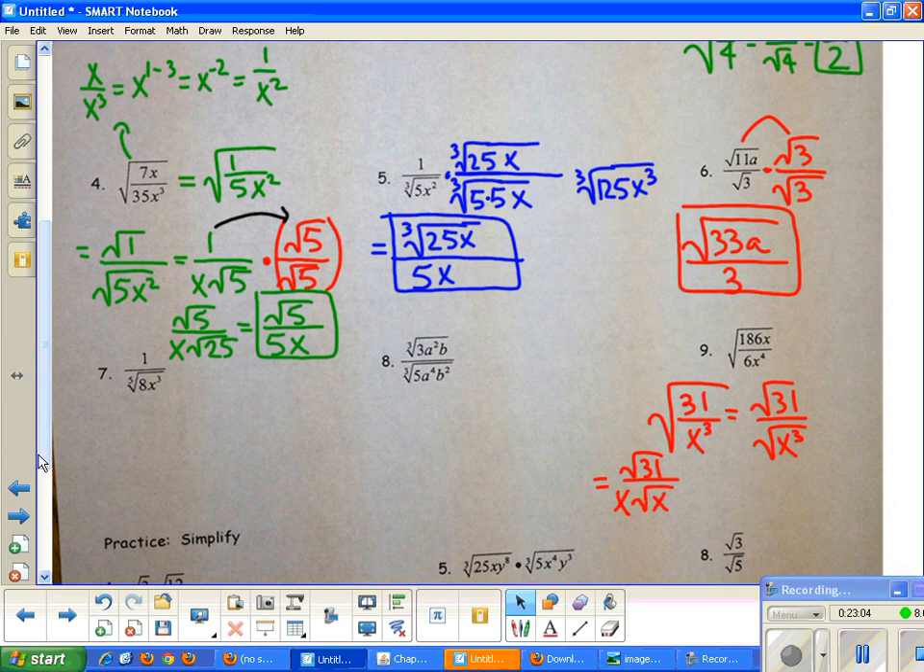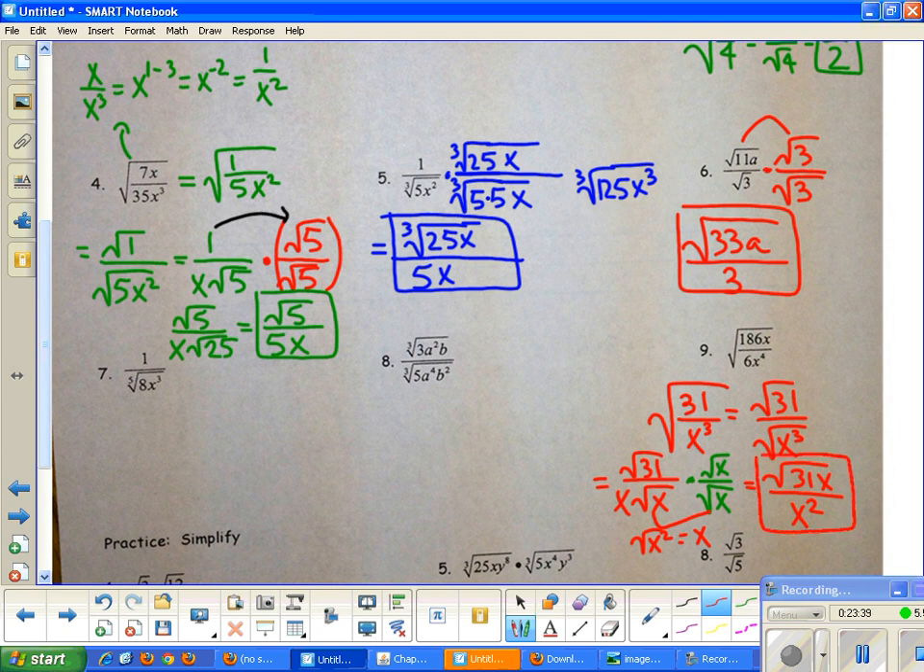I still have a radical in my denominator, which I can't have. That means I need to multiply this by my magic 1, which would be root over root. I have 1 x here. I need 1 more to make a group of 2. So I'm going to multiply by root x over root x. When I do that, in my numerator, I get the square root of 31x over, and then this times this gives me root x squared, which is really just x. So then I have x times another x, which gives me x squared in my denominator. I can't simplify that any further, so this would be my solution.